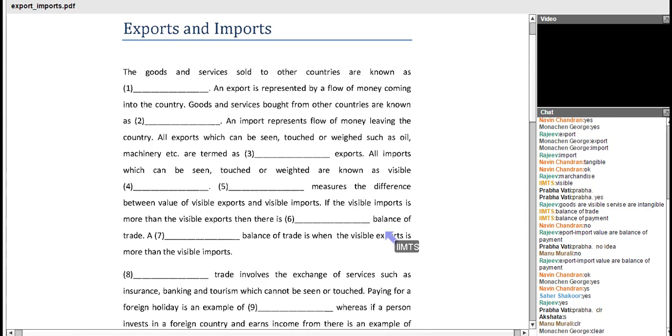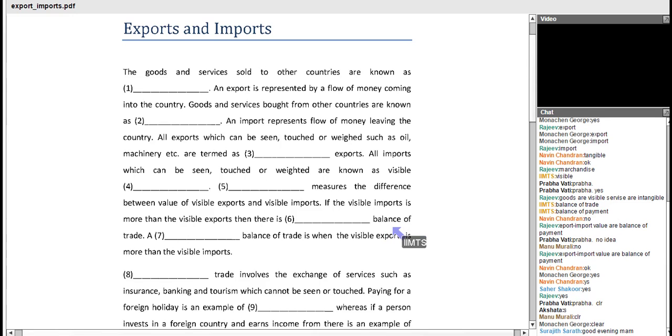Surajit, welcome to class. Good evening. We are discussing two terms related to business. One is balance of trade and the other is balance of payment. Do you know about it, Surajit? Yes, good evening, Surajit.